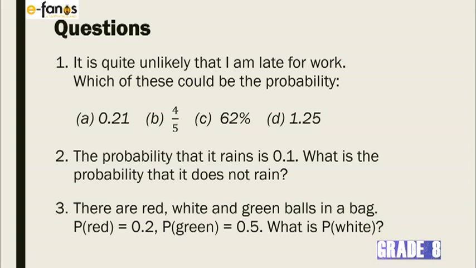Here are the answers. Number 1 is 0.21. 4/5 and 62% are both likely probabilities, and 1.25 is off the scale. Number 2 is 0.9. We can use the rule that the probability it does not rain equals 1 minus the probability it rains. Number 3 is 0.3. The total of all those probabilities must be 1. So we work out what's missing to make the probabilities add up to 1.